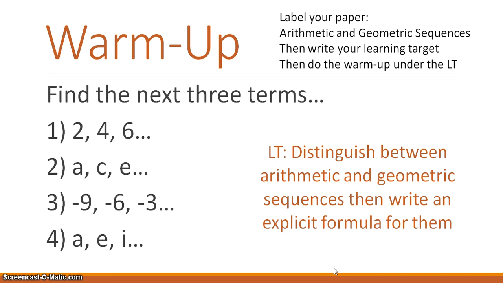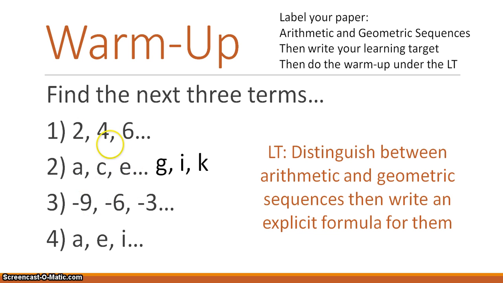Okay, our warm-up, I've given you 4 problems. I'm going to ask you to identify the next 3 terms. So on number 1, we see 2, 4, 6. Okay, so I can tell I'm adding 2 each time. So my next 3 terms here would be 8, 10, and then 12. If I look at the second problem, I have A, C, and E. So I notice I'm skipping a letter in between each value. Each one I'm skipping a letter. So my next terms will be G, I, and K.